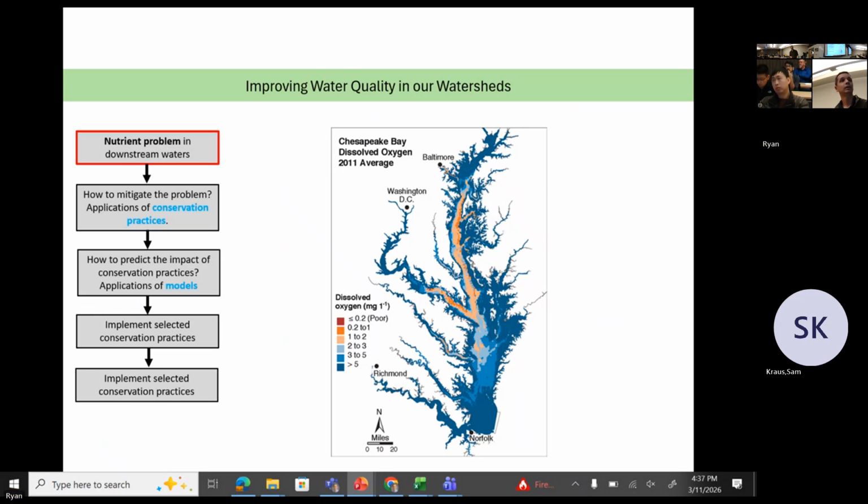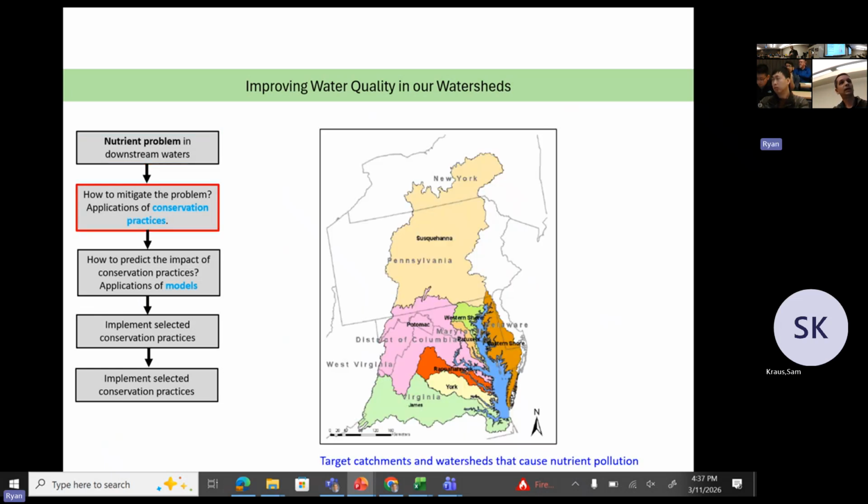So we have these different catchments: Susquehanna, Potomac, James River, York River. Here's the Western Shore. All these watersheds drain water and nutrients into the Chesapeake Bay.